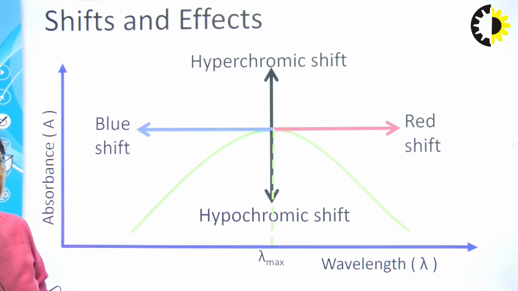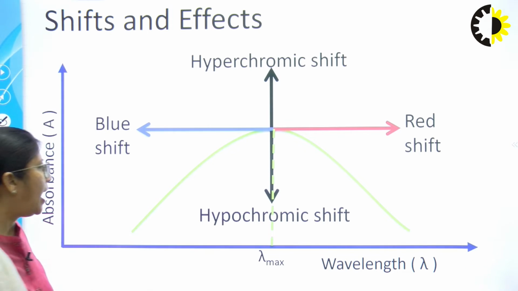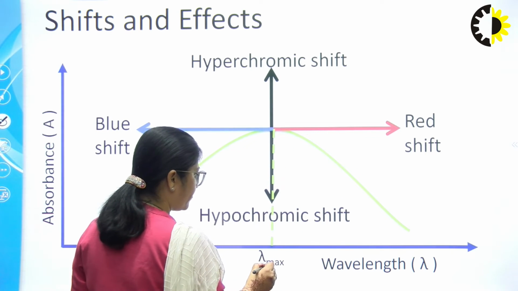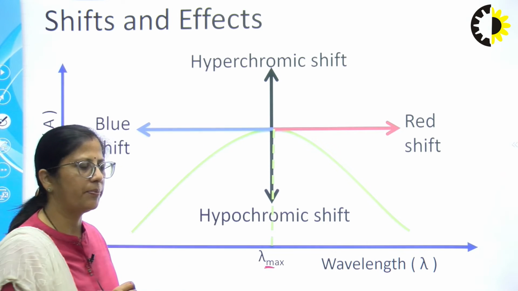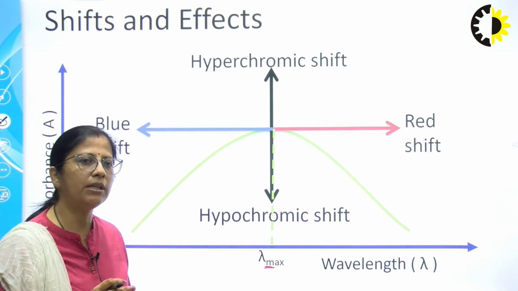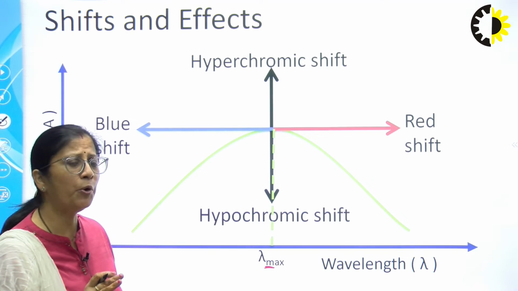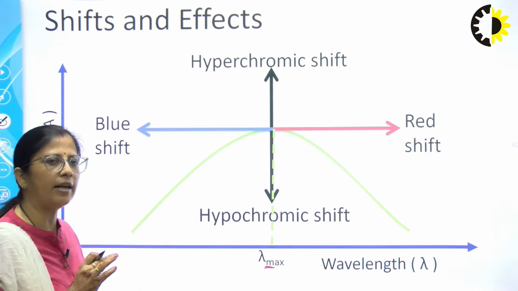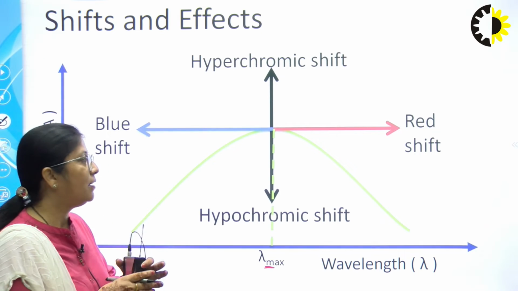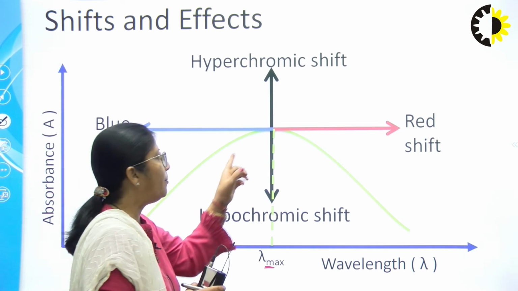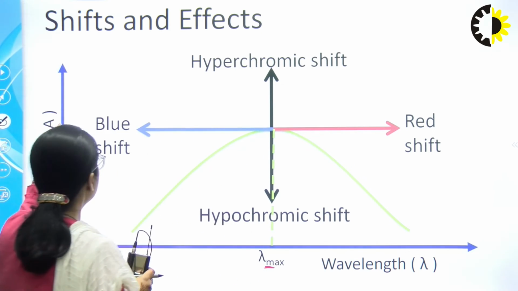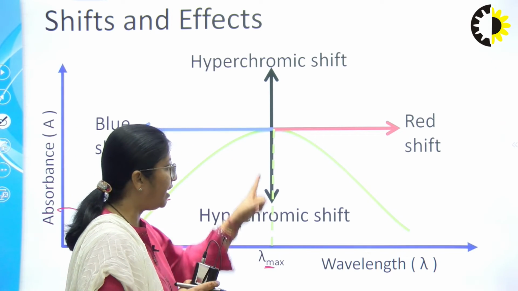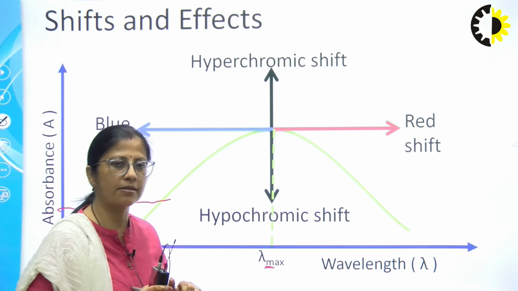Here I am showing you a diagram between absorbance and wavelength, and this diagram is showing the position of the lambda max. Now, what exactly is lambda max? For any compound that I want to study, I am going to study it in the entire UV visible range from 200 to 800 nanometer, and the wavelength at which I observe the maximum absorbance becomes my lambda max.